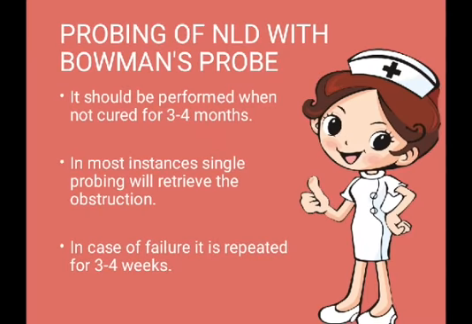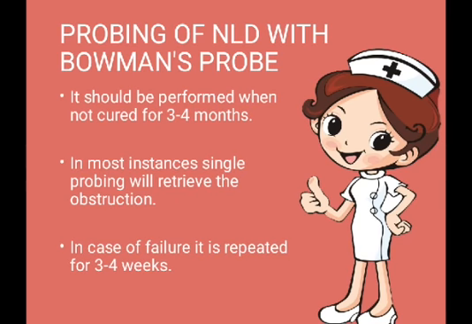Next is probing of NLD with Bowman's probe. This treatment is performed when the congenital dacryocystitis is not cured for 3 to 4 months. In most instances, a single probing will relieve the obstruction. In most cases, when we do only a single probing, the obstruction gets cleared. In case of failure, it is repeated after 3 to 4 weeks.